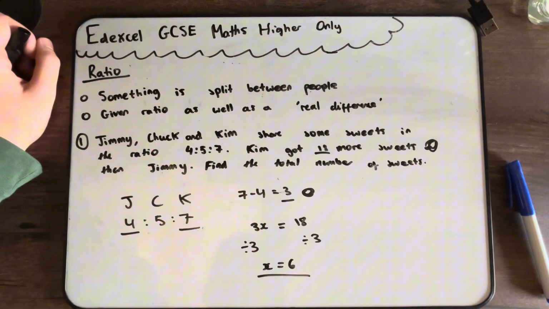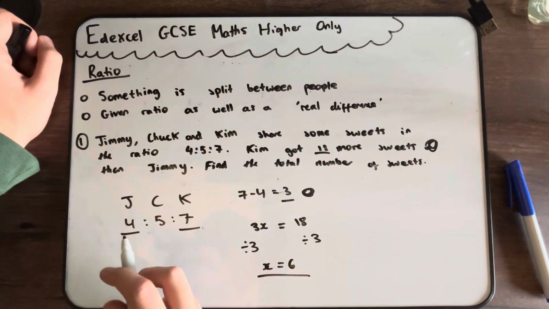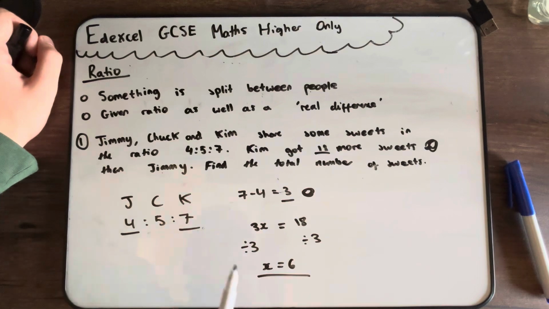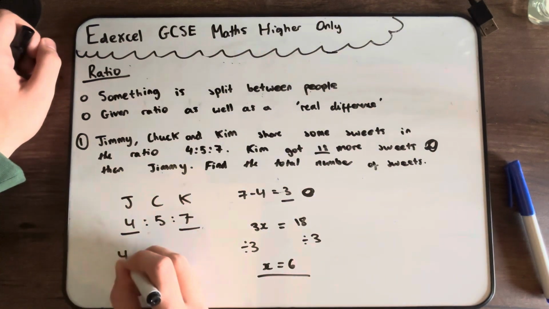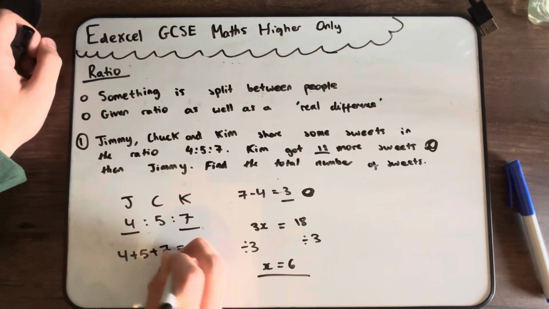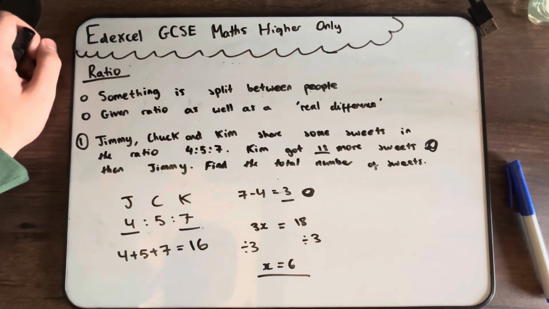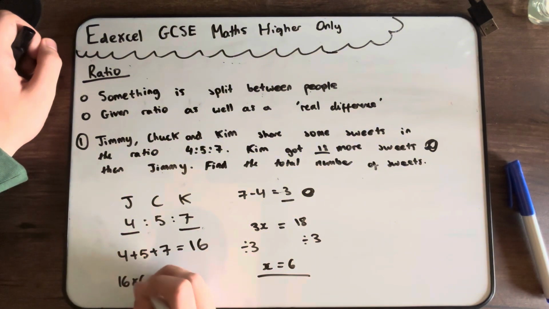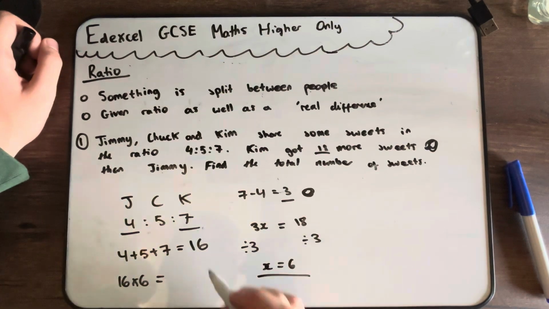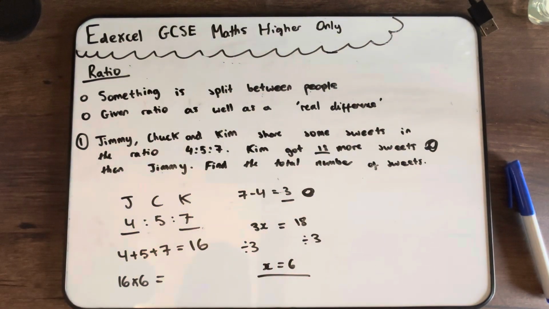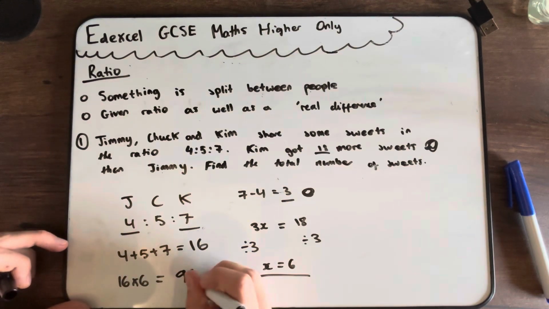There are two different ways we could go about it. We could times 6 by 4 and then times 6 by 5 and times 6 by 7 and add them together, but I think it's easier if we just add up how many pieces of the ratio there are. So we do 4 plus 5 plus 7, which will give us 16. Then we can do 16 times 6 to figure out the total number of sweets, because this is the scale factor and that's the total number of ratio parts. We know the scale factor is 6, so we do 16 times 6, which gives us the total number of sweets as 96.